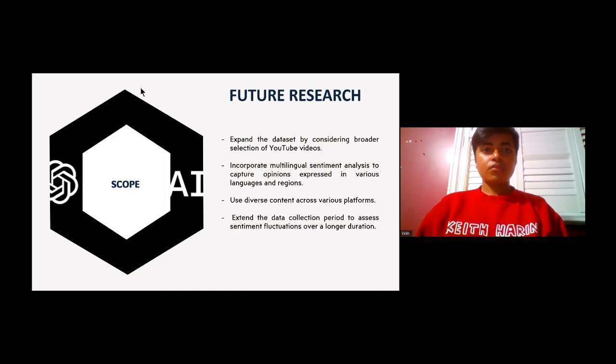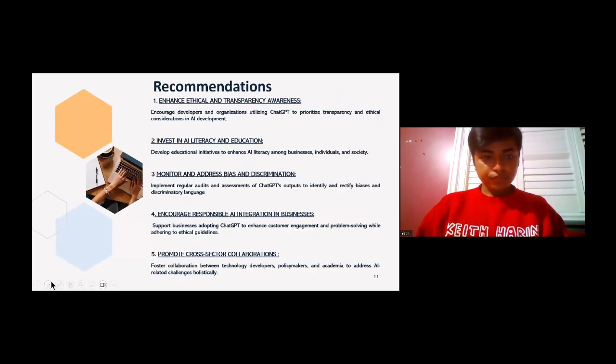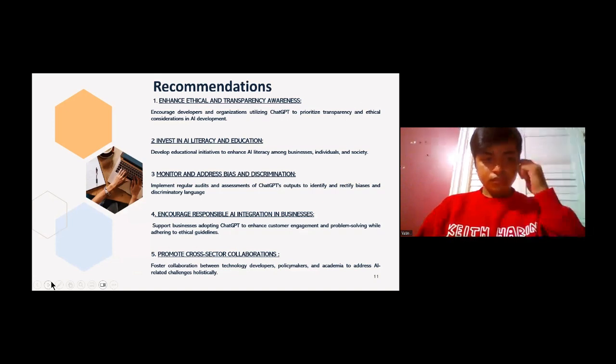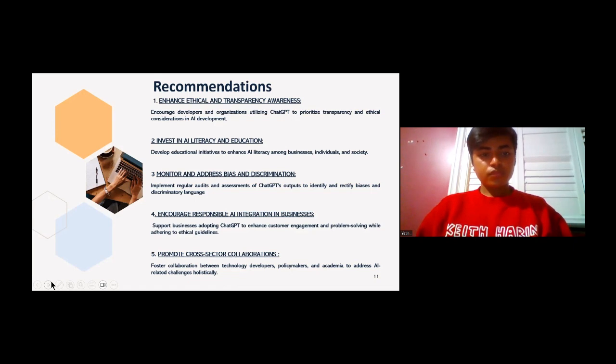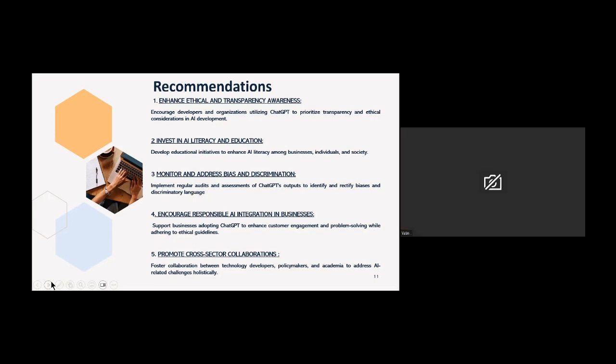With all of this considered, I would like to move on to what the recommendations can be for the future in general when it comes to AI and language models like ChatGPT. There are 5 key pillars of recommendations where we are aiming to create a future where AI benefits all of humanity while upholding ethical principles. The first is about enhancing ethics and transparency.